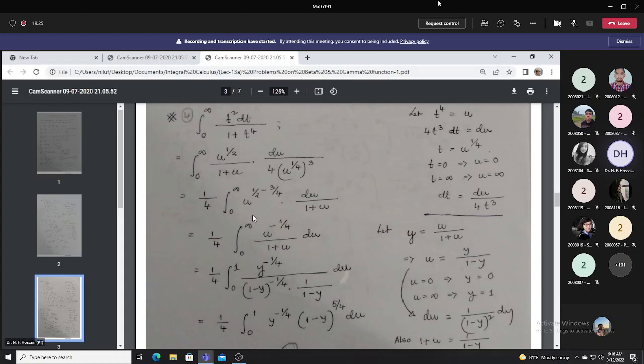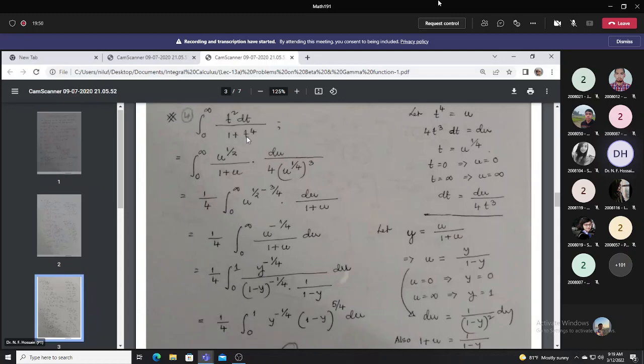Now another math problem. Integration from 0 to infinity of t square dt divided by 1 plus t to the power 4. Here also you see there is no e to the power something. So we will try to get an expression for the beta function. So let us have this substitution. Suppose t to the power 4 equal to u.